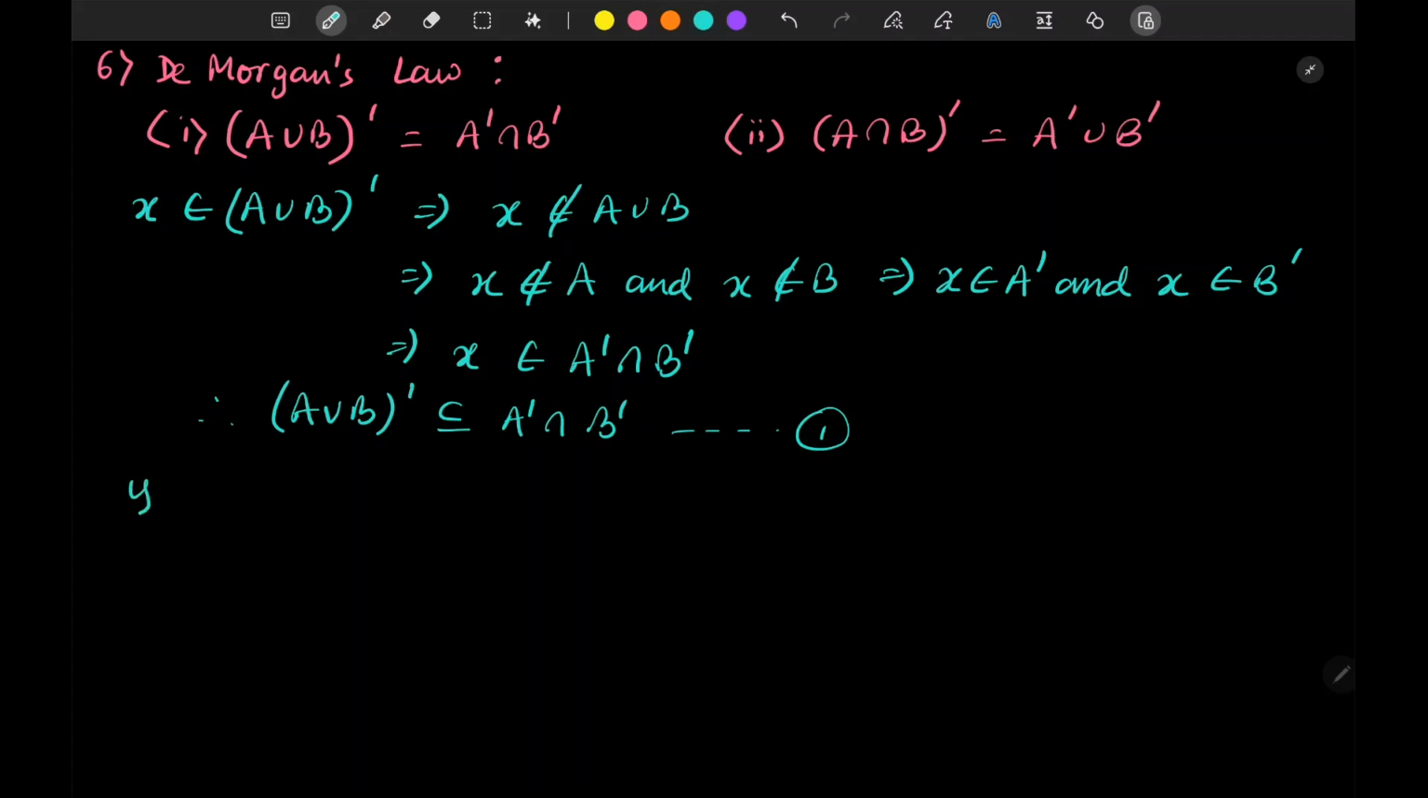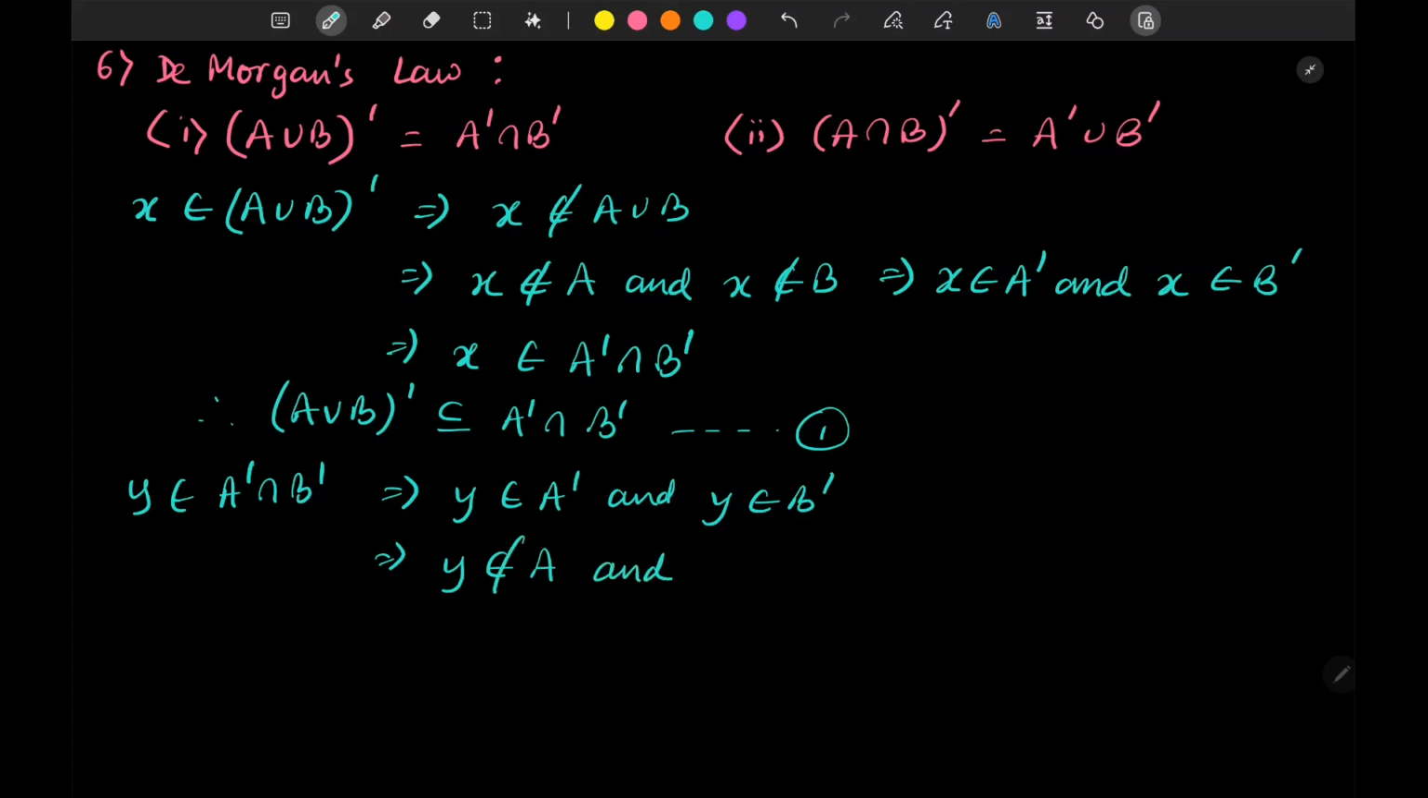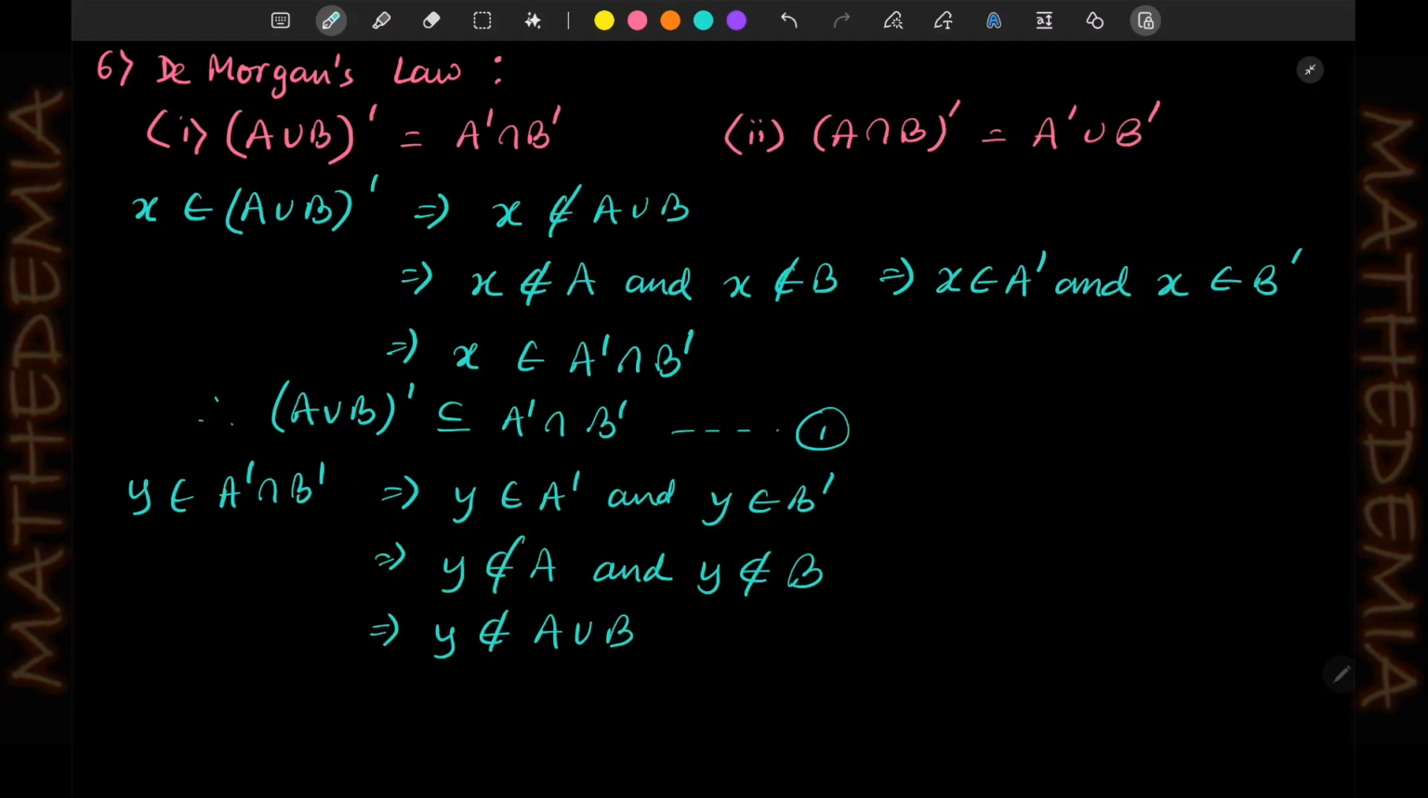Similarly, let us take another element Y, and let us assume that Y is a member of the set A complement intersection B complement. This implies that Y belongs in A complement as well as in B complement. However, if Y is a member of A complement, that implies that Y does not belong in A, and if Y is a member of B complement, that implies that Y does not belong in B. Hence, we can say that Y does not belong in A union B. From this, it can be said that Y then belongs in (A union B) whole complement.